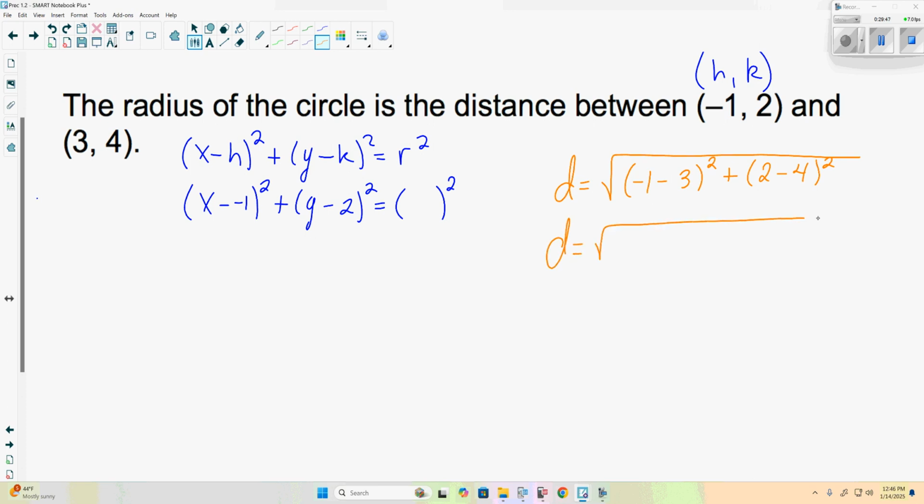Because at this point we can do it by hand. Now let's look at this here. What is negative 1 minus 3? Negative 4. Here, 2 minus 4 is negative 2 squared. Negative 4 squared is 16. Negative 2 squared is 4. 16 plus 4 is 20, yes?